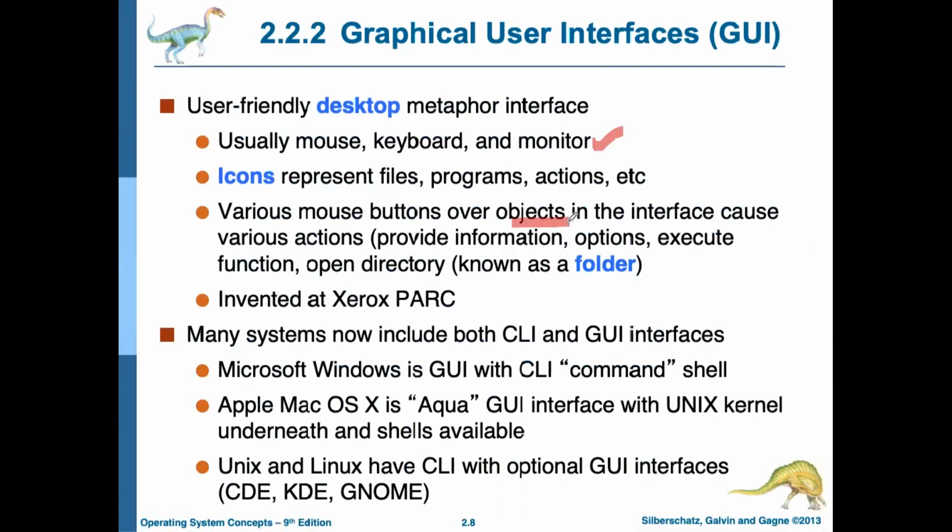Many systems now include both CLI and GUI interfaces. Microsoft Windows is a GUI with a CLI command shell. Apple Mac OS is the Aqua GUI interface with a Unix kernel underneath and shells available. Unix and Linux have CLI with optional GUI interfaces like CDE, KDE, and GNOME.